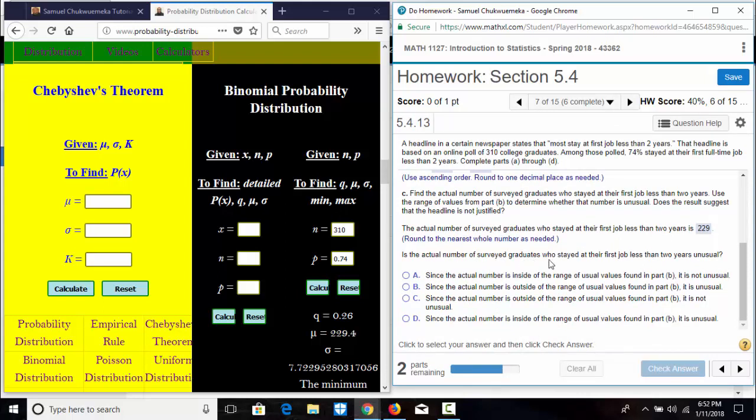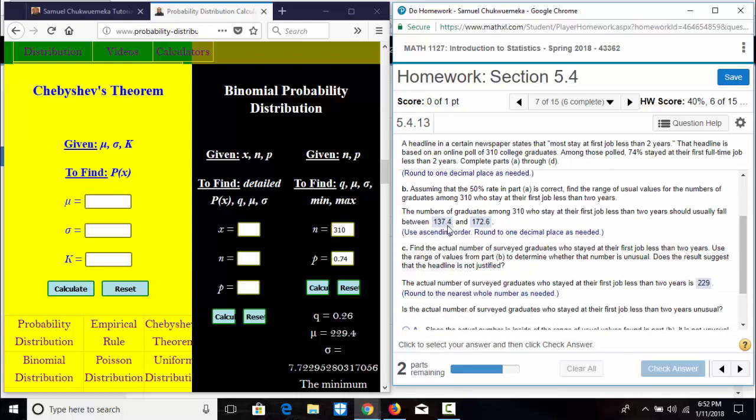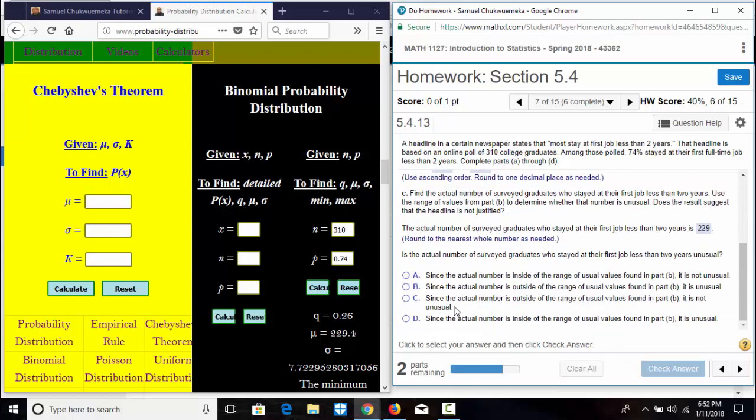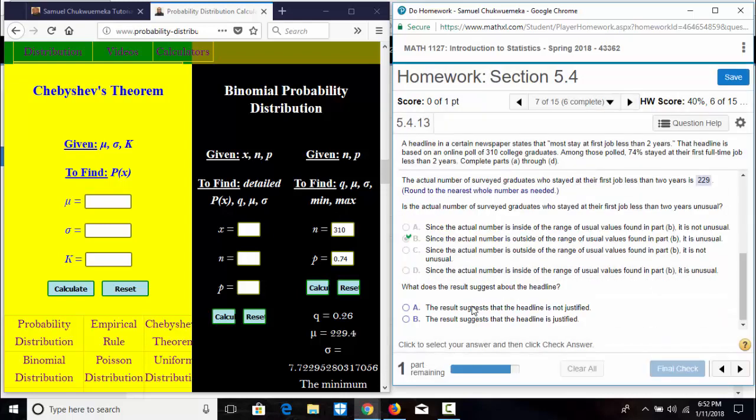Is the actual number of surveyed graduates who stayed at their first job less than 2 years unusual? So we look at 229 and we look at 137.4 and 172.6. 229 is outside the range, greater than 172.6. So it is unusual because it is outside the range of usual values found in part B. So the answer is B.